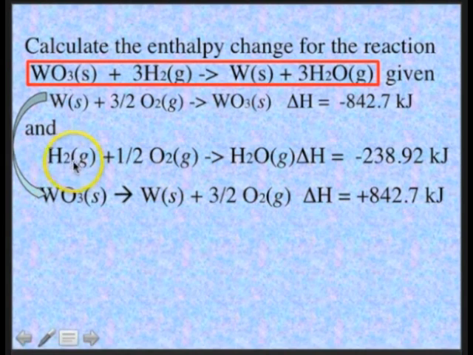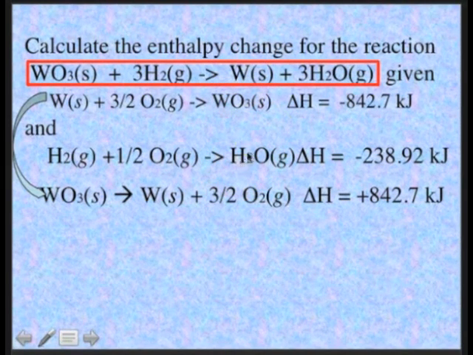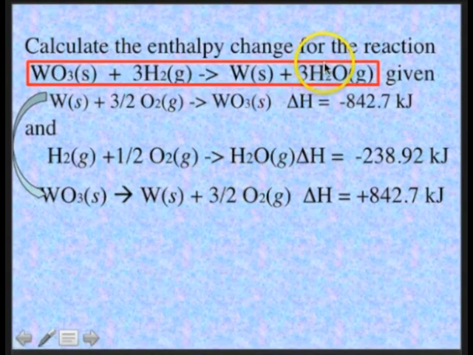What about the H2 plus 1/2 O2 yields H2O? Let's take a look. Well, first of all, water is on the correct side. It's on the product side, and in the target, it's on the product side. But you notice we have 3 moles of water in our target, and only 1 mole of water in the given reaction, also on the product side. So it seems to me that we're going to have to multiply each one of these terms by 3, and the enthalpy as well, to get to the point where we have 3 moles of water on the product side.